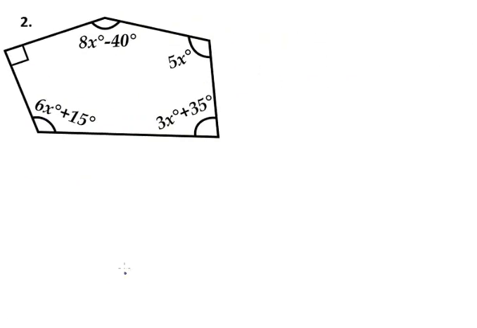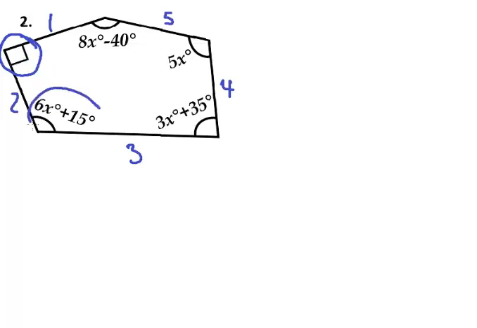Let's do another exercise. So how many sides we have in here? We have 1, 2, 3, 4, 5 sides. Okay, if we have 5 sides, it's not 360. The sum of the internal angles would be 540. So let's start adding the angles. We're going to start with this one, which is 90 degrees. Remember, this square means 90 degrees. Plus this one, plus this one, plus this one, plus this one.